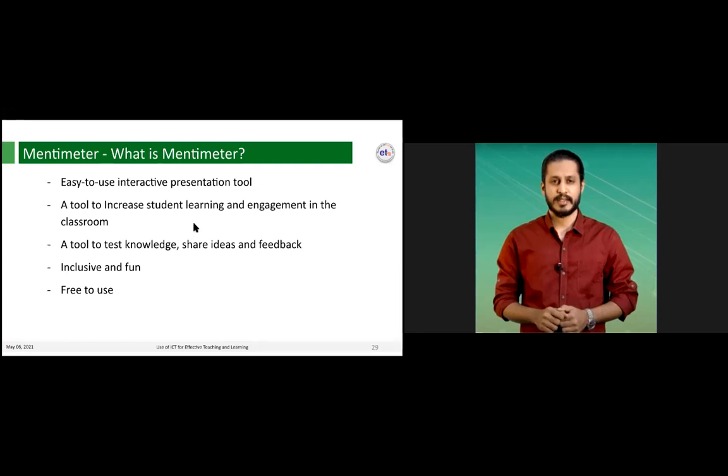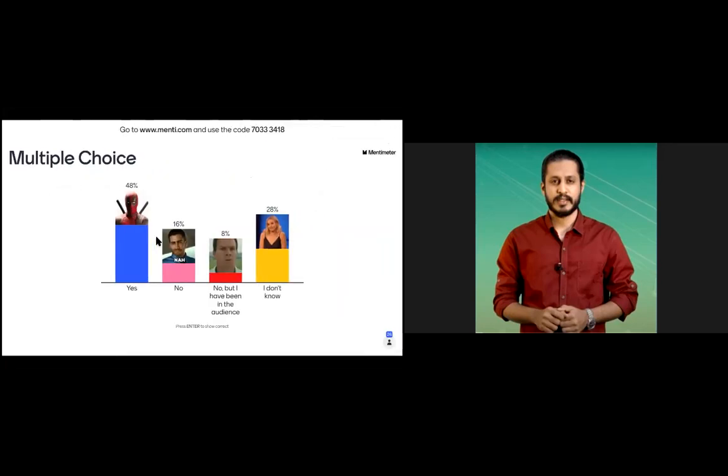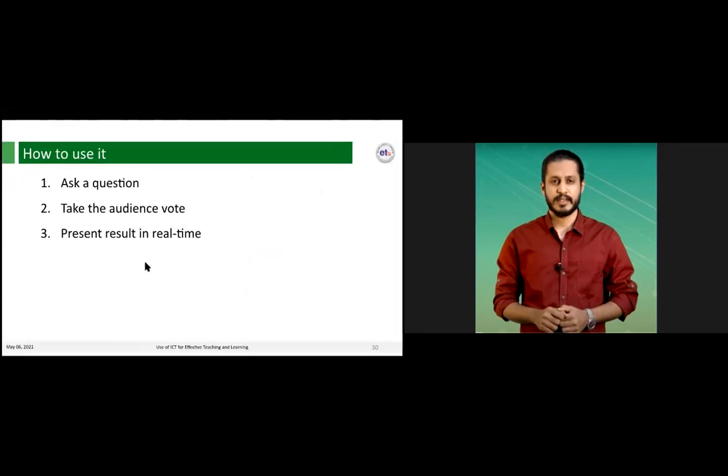But for what purpose do I use Mentimeter? So I mainly use it to trigger thinking among the learners. How do I do that? I ask a question, I either take audience votes or responses, and then present results in real time. So this was something at the diagnosis level. I have another activity, through which you will be able to understand how effectively we can use Mentimeter.